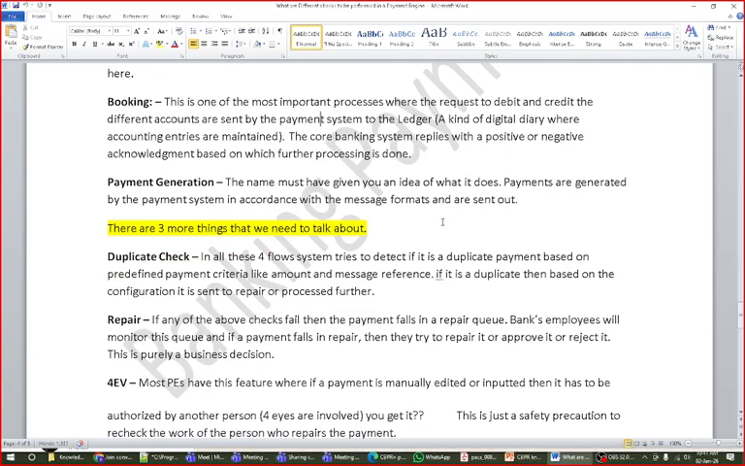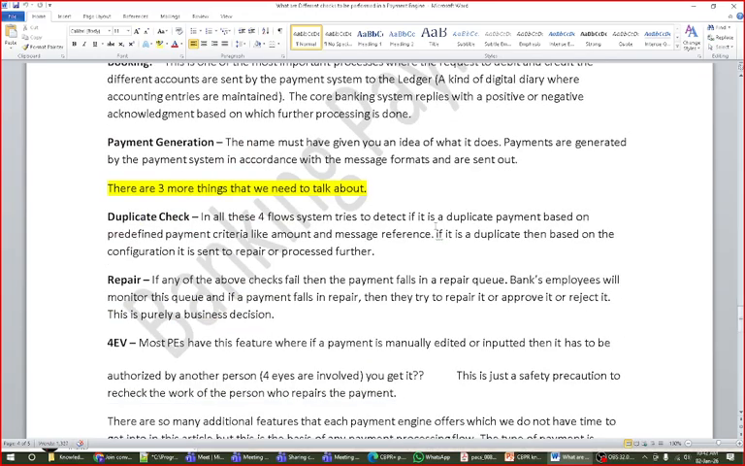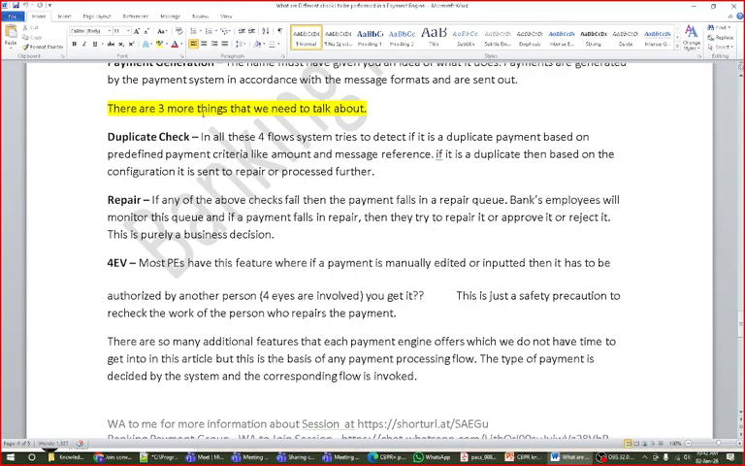Okay, the payment generation front end system which generates the payment also connects to your payment engine, front end applications or tax payment systems, all the applications which can generate a payment are also part of this. Okay, there are three major checks happening which are always there in the payment engine.